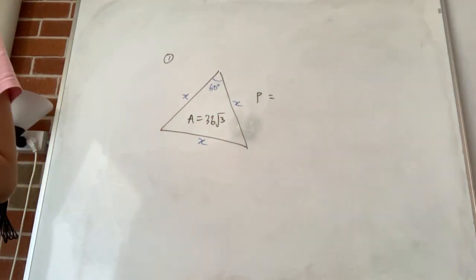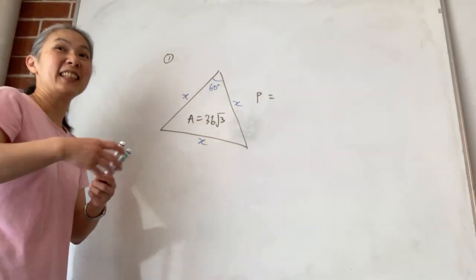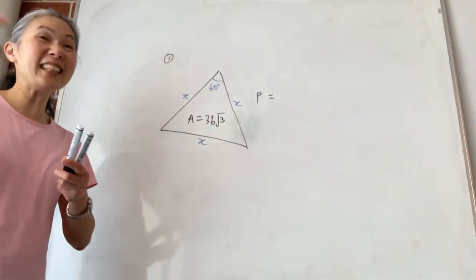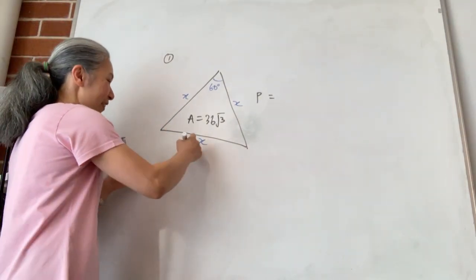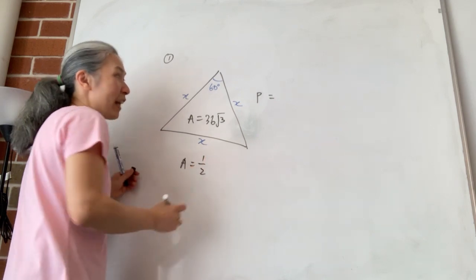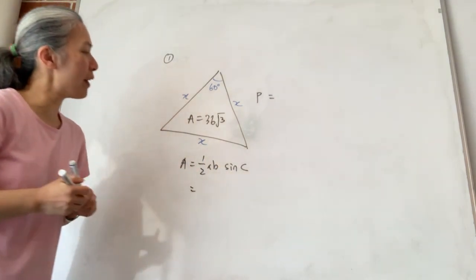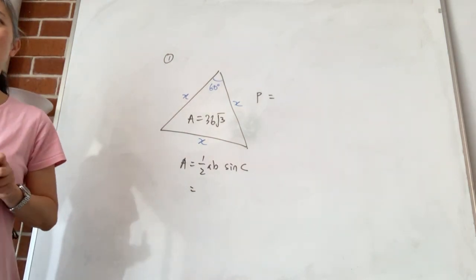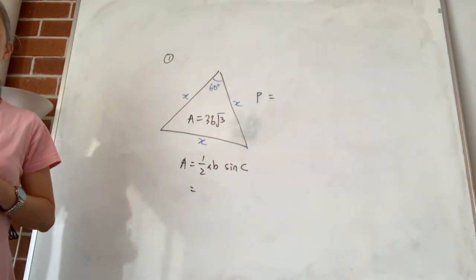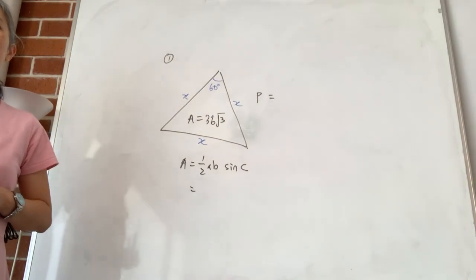Then what formula can you remember? Half AB sine something. Area equal to a half AB sine C, right? And what is your A, what is your B, what is your C? Half times X sine 60.